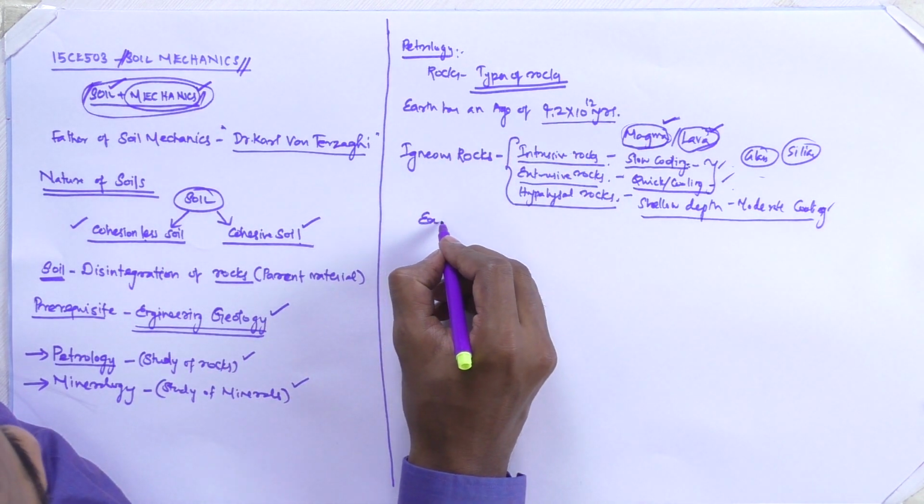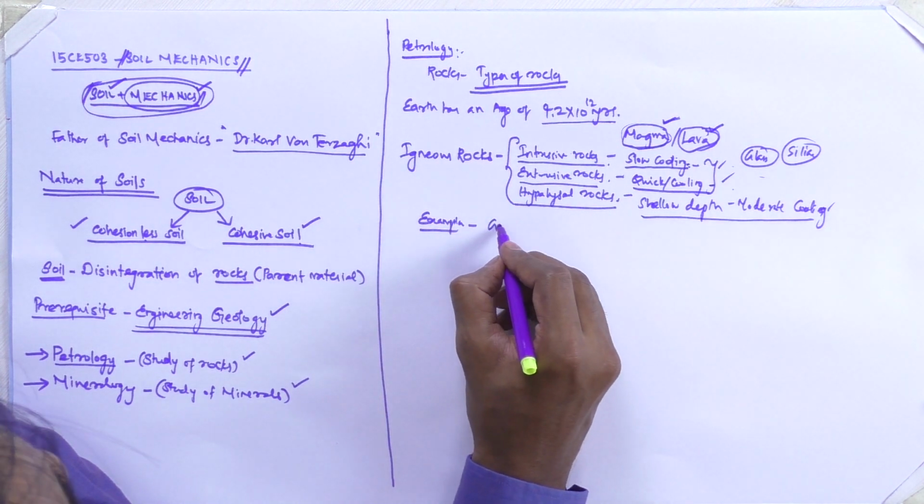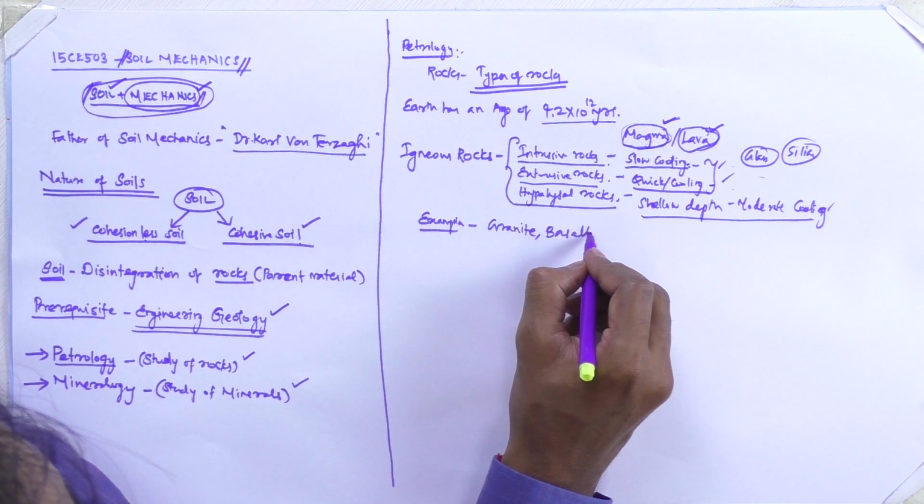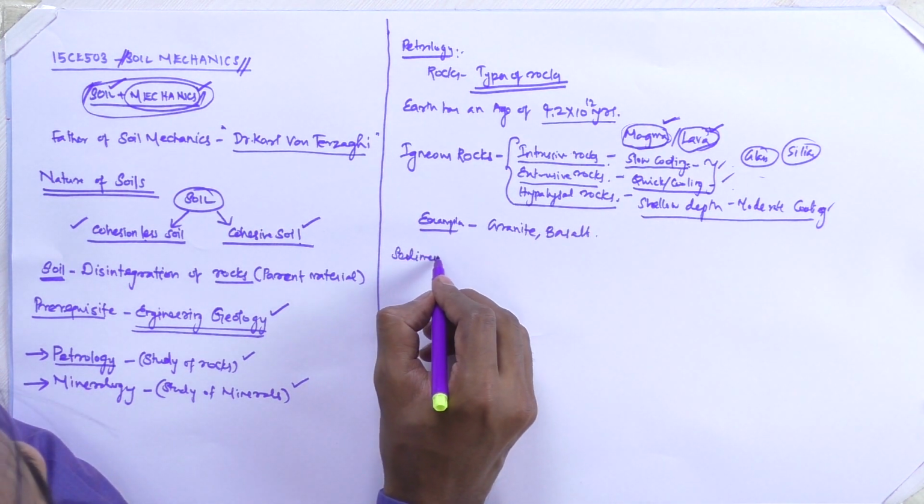Sir, what are the examples? We can give examples such as granite and basalt. The next form of rocks are sedimentary rocks.